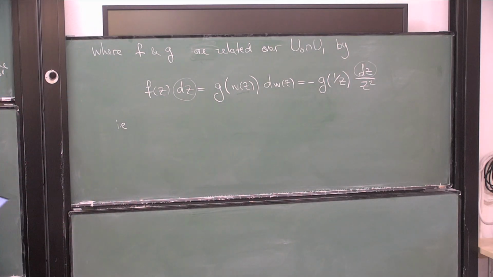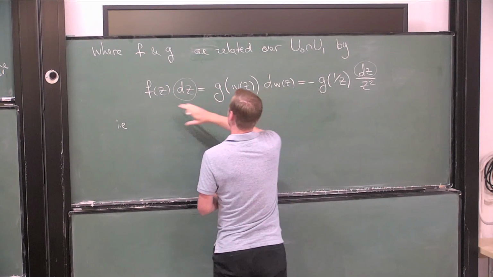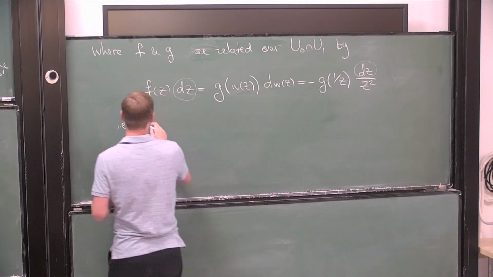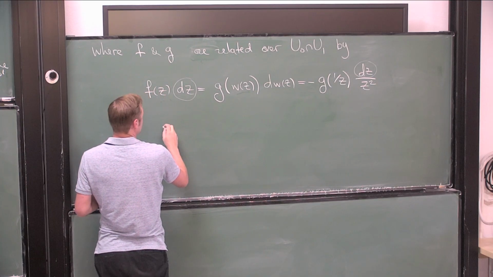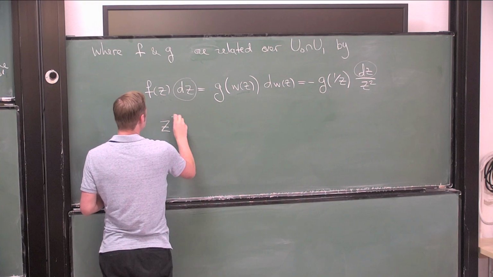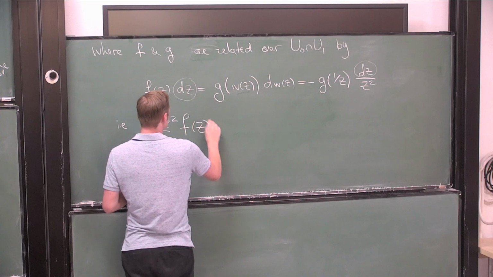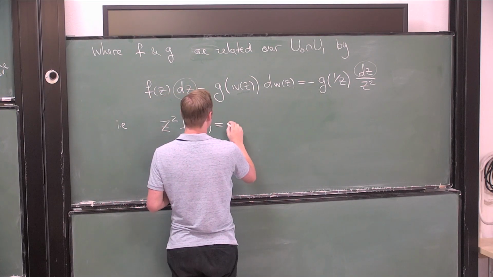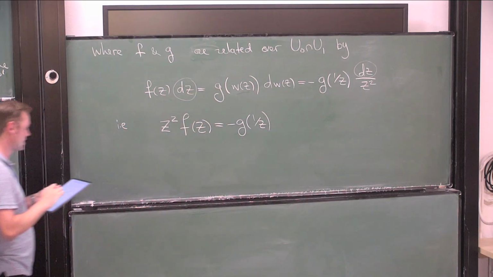So, in other words, because this is just a generating element, it's like the coefficients in front of the same non-zero vector. This equality is satisfied if and only if the coefficients are equal. So, i.e., maybe I'll write it like this: the equality that f and g satisfy is that z squared f of z must equal minus g of 1 over z. That's the identity that they must satisfy.